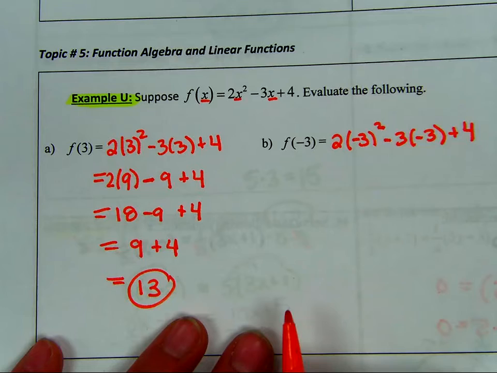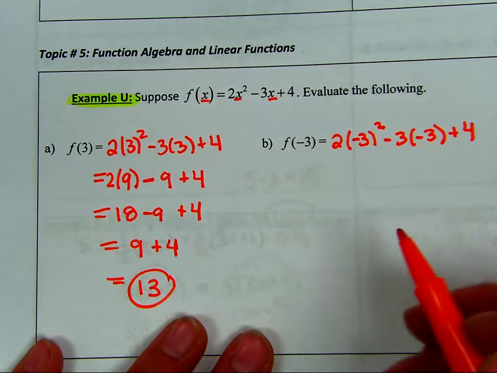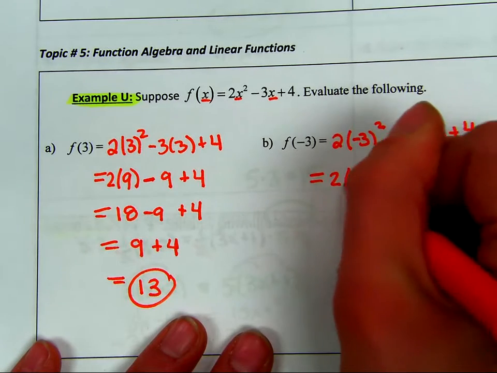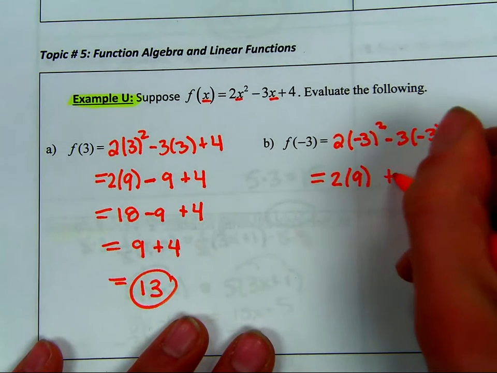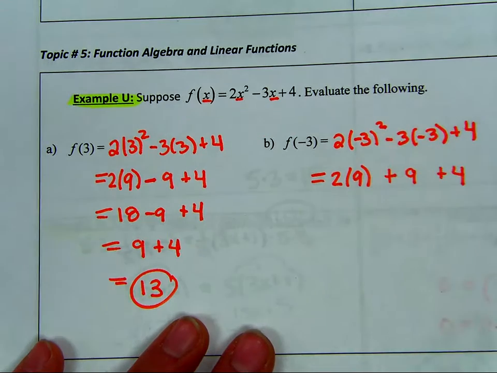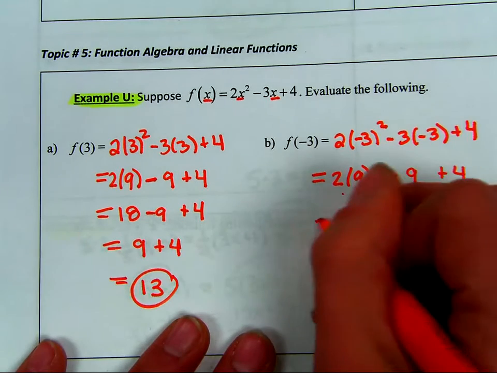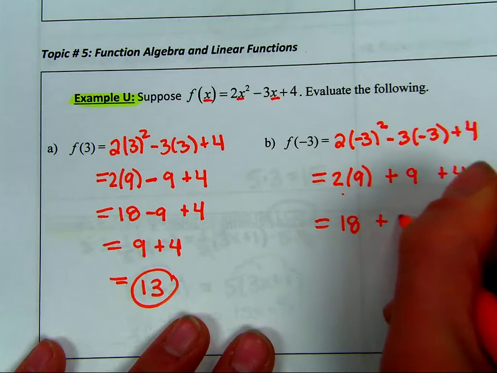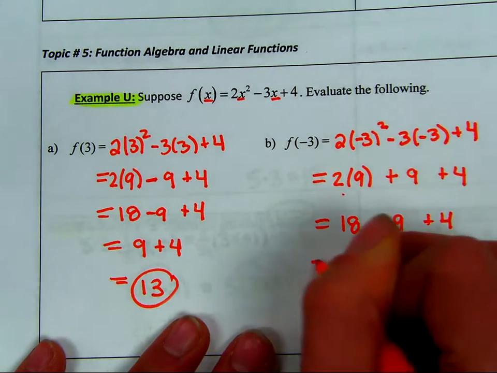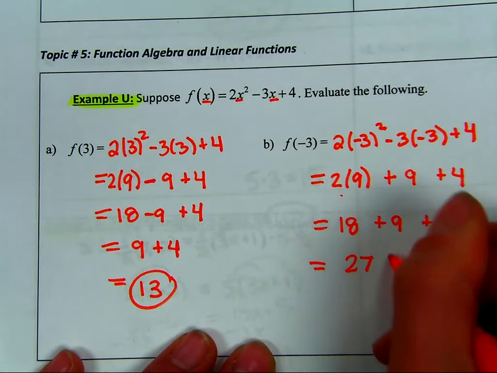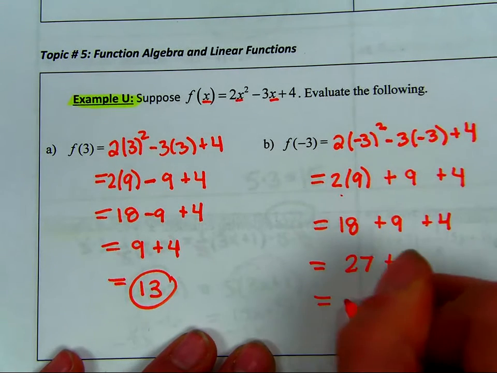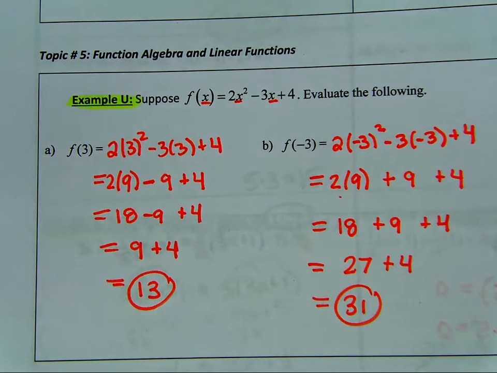Negative 3 squared is the same thing as negative 3 times negative 3, which is positive 9. So that's 2 times 9. Negative 3 times negative 3 is positive 9, plus 4. All right, so 2 times 9 is 18. 18 plus 9 plus 4. Think about that. 18 plus 9 is 27, and 27 plus 4 is 31.